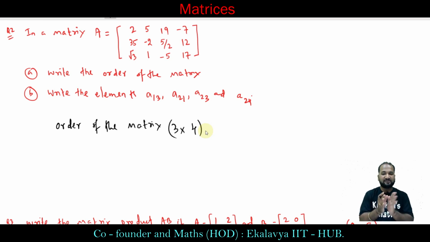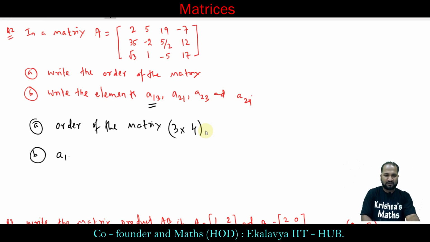This is a representation to know how many rows and how many columns a matrix has. So how many rows are there? 3 rows are there. And how many columns are there? 4 columns are there. Now this is the first one, and the second part is write the value of A13. What do you mean by A13?